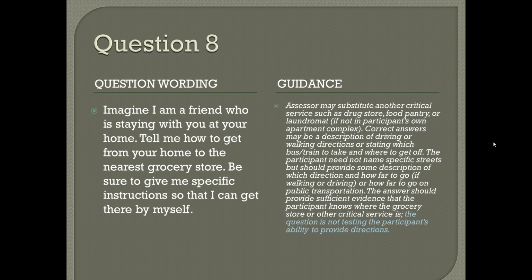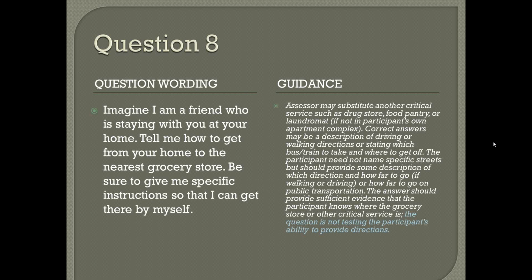And the guidance states that the assessor may substitute another critical service. So you can choose whatever's important to your agency. Correct answers may be a description of driving or walking directions, or stating which bus or train to take and where to get off. The participant need not name specific streets, but should provide some description of which direction and how far to go, or how far to go on public transportation. The answer should provide sufficient evidence that the participant knows where the grocery store or other critical service is. The question is not testing the participant's ability to provide directions.